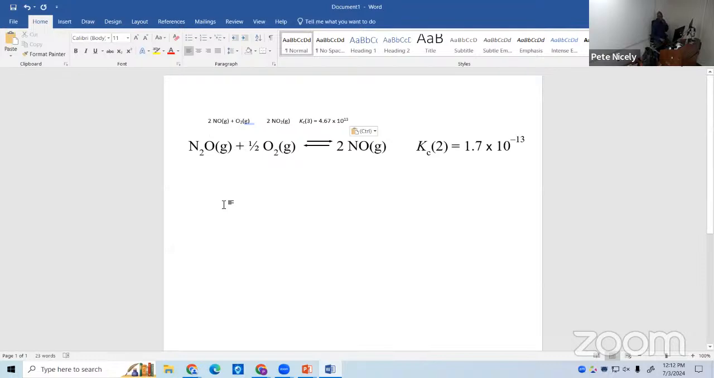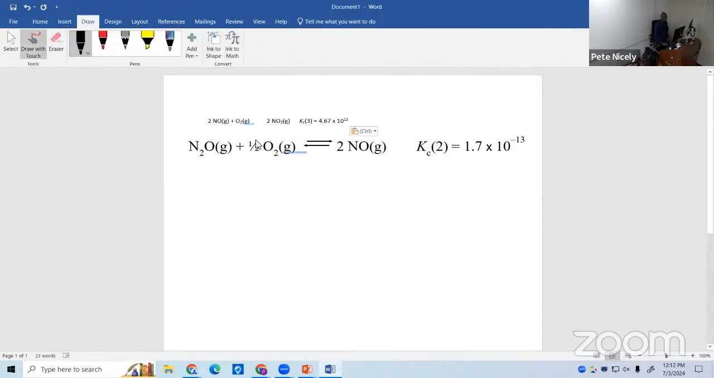Okay, so what I'm going to show you is why, when you add two equations together, you have to multiply their respective KC values, all right? So let me use the word. Okay, good. I'm going to put the arrows here to indicate the reversibility of these reactions.